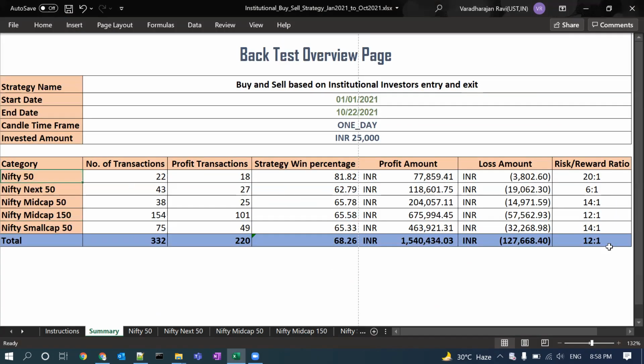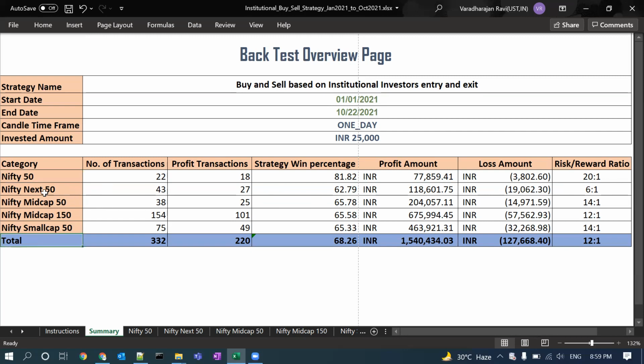Here, from this report, you can find out in Nifty 50, between this time period, we had 22 transactions, out of which 18 were profitable. So that means we have 81.82% win in Nifty 50. The profit amount was near 77,000 and the loss amount was 3,802. So the risk reward ratio in this particular index is 20:1.